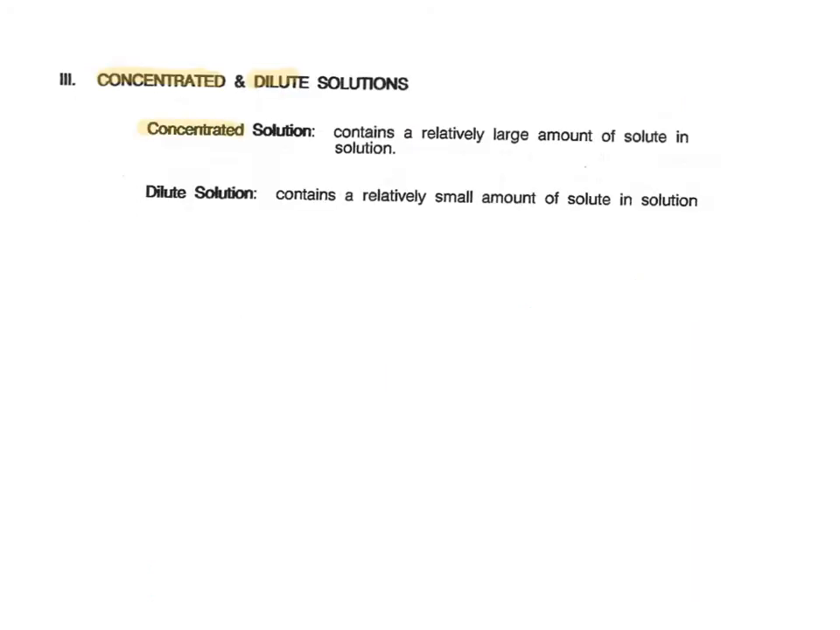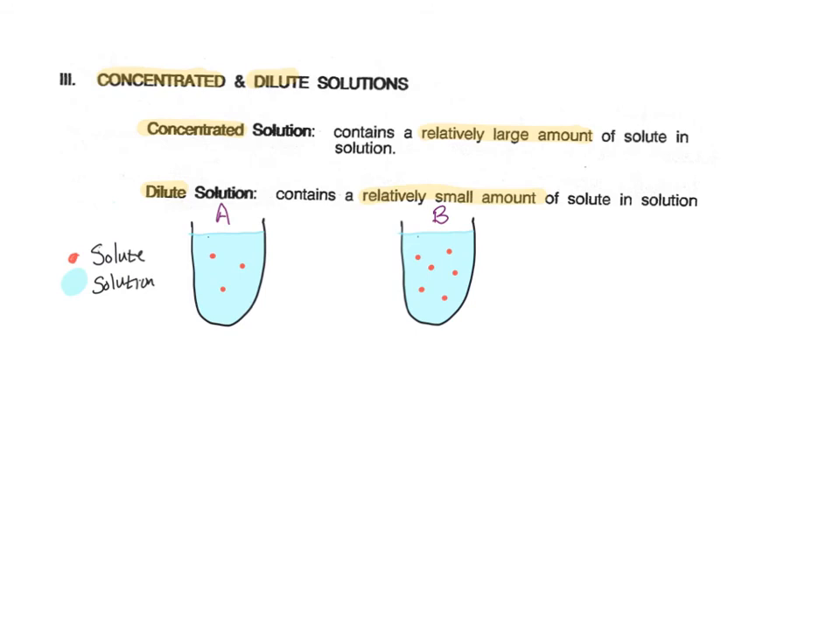Solutions can be described as concentrated with a relatively large amount of solute, or dilute, which have a relatively small amount of solute in the solution. Here we see two test tubes. One has a dilute solution and the other has a concentrated solution. It can easily be seen that test tube A has a relatively smaller amount of solute than test tube B in the same amount of solution. This tells us that test tube A would be considered dilute, whereas test tube B would be considered concentrated.